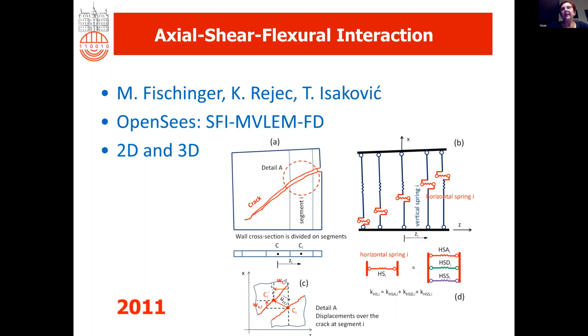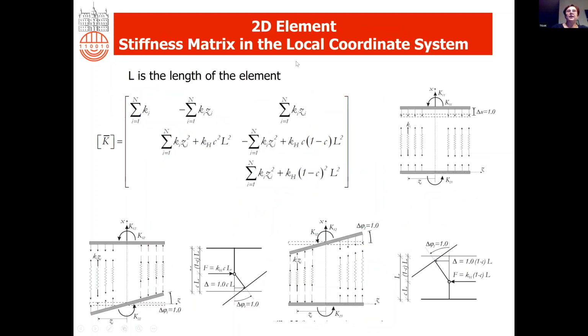In this presentation, I will first explain some basics of the 2D element, how the stiffness matrix looks like, how we define the input parameters, and present the commands in OpenSees, how the element should be defined in OpenSees. And then I will present some basic features of the rest of the types of this element that I already mentioned.